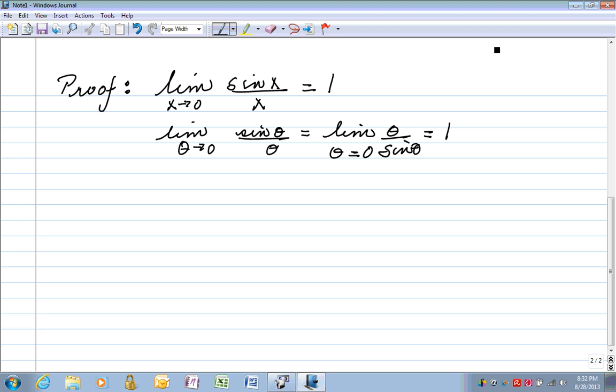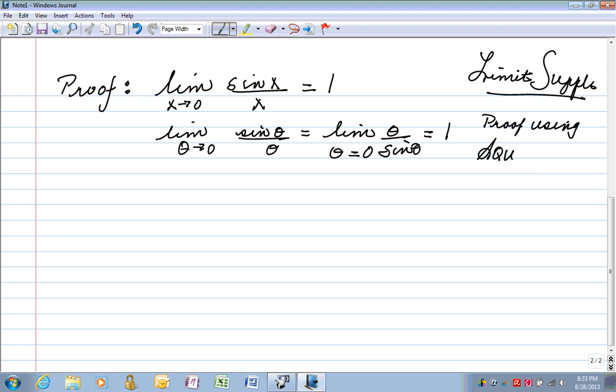It's in a handout I've already loaded up called Limit Supplements. You have it activated on your website. You have to search for it, and it's going to say proof using squeeze theorem. Very, very good bedtime reading.